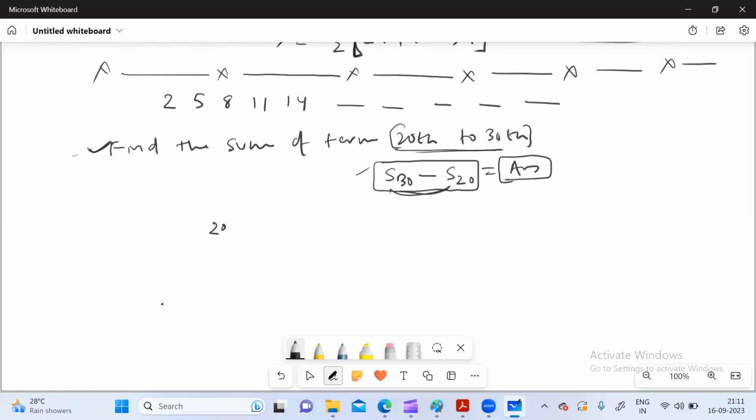total number of terms are 11. I'm writing it, but you don't have to actually write it. So the total number of terms here for the same series, you know, the series is this. I am writing here the 20th term, 21st, 22nd, 23rd, 24th, 25th, 26th, 27th, 28th, 29th, and 30th. And I know that these are 11 terms: 1, 2, 3, 4, 5, 6.